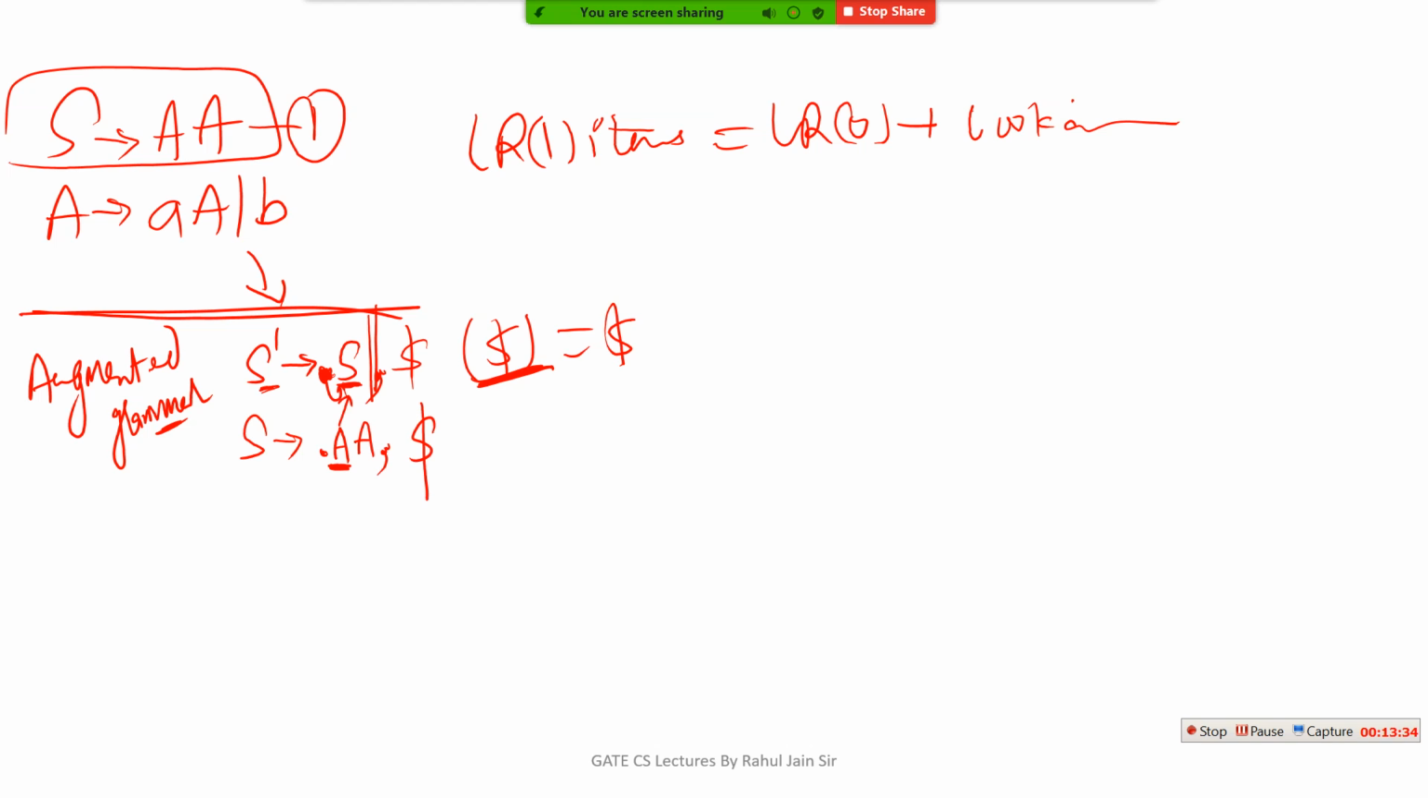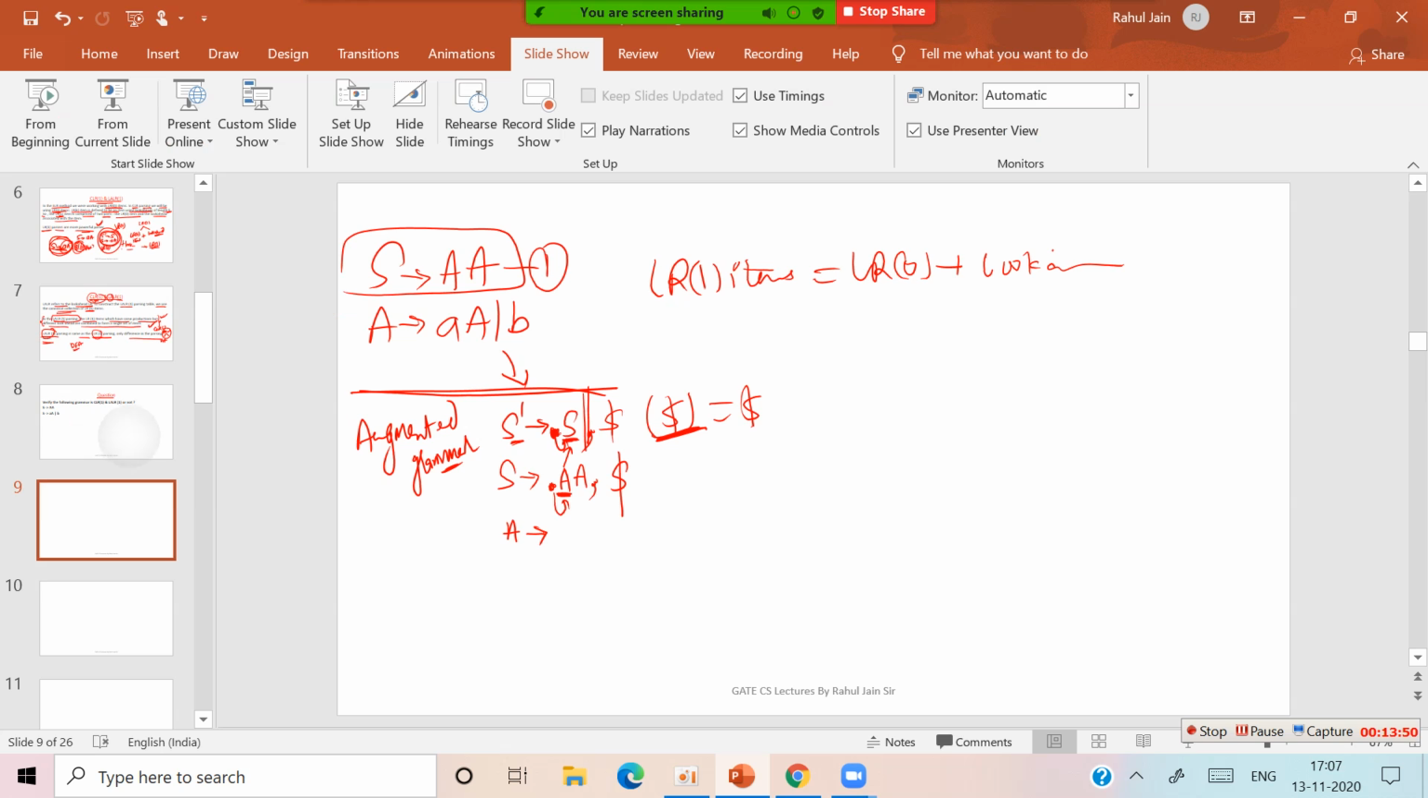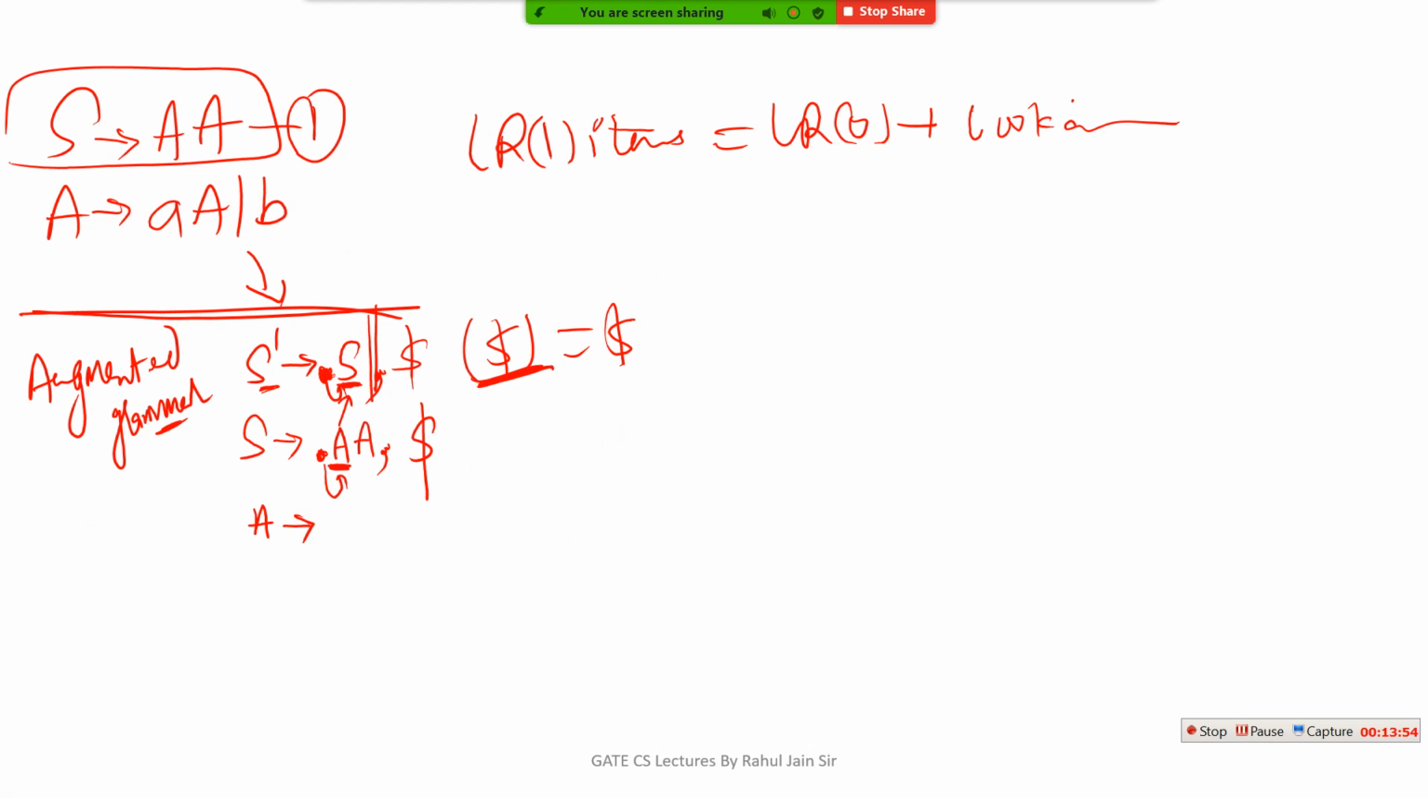Now I am getting dot before the non-terminal A again here, so I will take the transitions of A. What are the transitions of A, guys? The transition of A is A dot aA and the transition of A is A dot b.